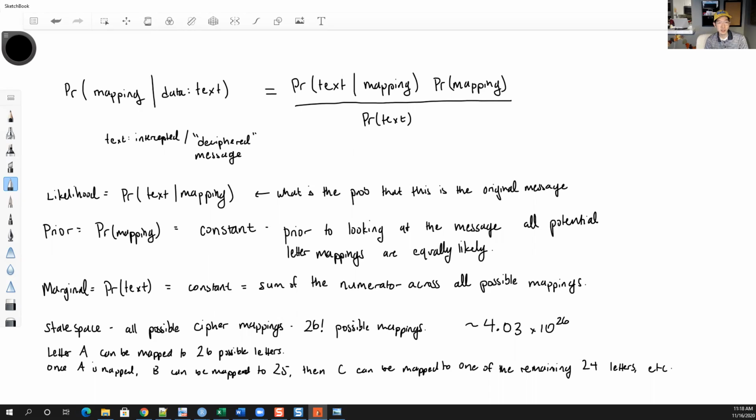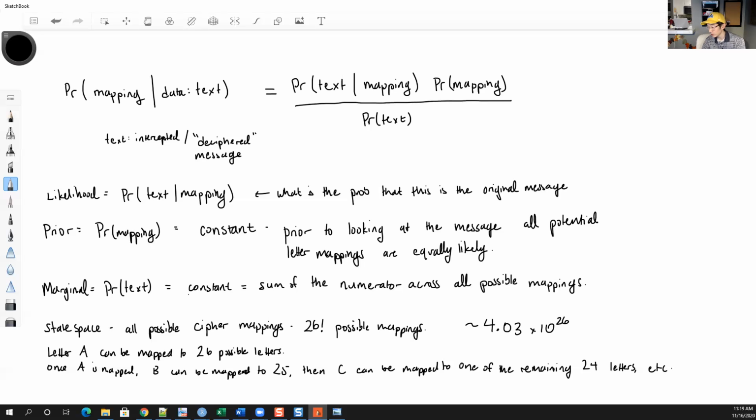So this is a lot of possible mappings. We can't take just a blind brute force approach and try all 10 to the 26 possible mappings. That's just way too many. But we'll apply the Metropolis algorithm to help us, though I won't get there just yet. All right, so is this okay so far?